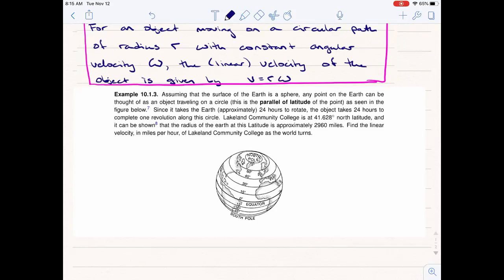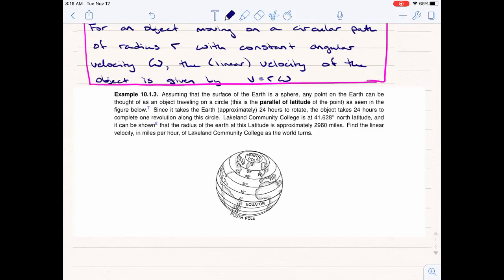Lakeland Community College is at 41.628 degrees north latitude. It can be shown that the radius of the Earth at this latitude is approximately 2,960 miles. So if we take the circle at Lakeland Community College all around, at that exact latitude, we've got a circle, and the radius at that point we can approximate to be 2,960 miles.